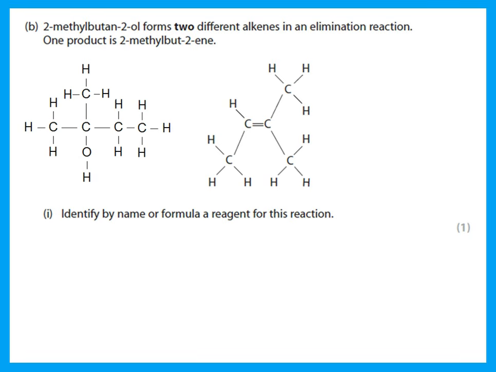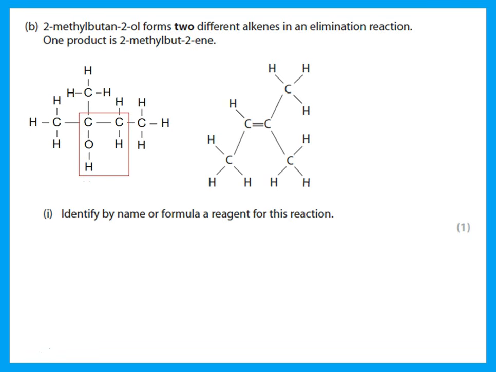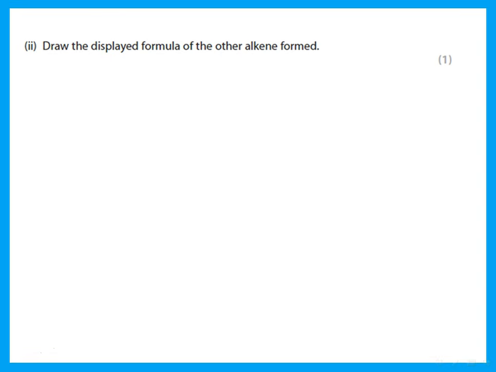Then he says 2-methylbutan-2-ol, which is the compound we just drew, forms 2 different alkenes in an elimination reaction. So one of them is this, the 2-methylbutene. And first of all, he's saying identify by name or formula a reagent for this reaction. Remember that what we're doing is we're removing water from an alcohol. That means I need to add concentrated phosphoric acid.